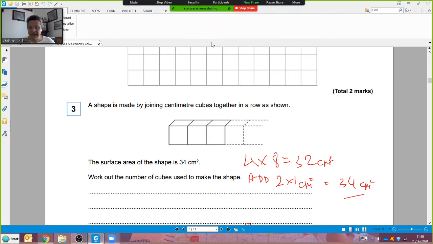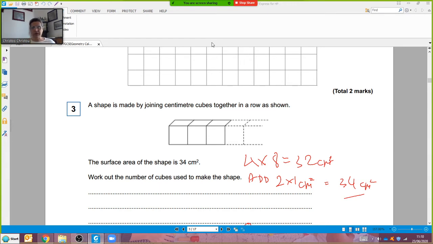Surface area, we've done surface areas when we did faces and edges and vertices, corners. We've done that, yeah? So you're aware of 3D shapes. You're aware that 3D shapes have surfaces that you can touch all around. Now, this is the situation with this one.